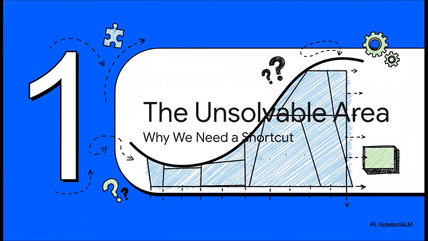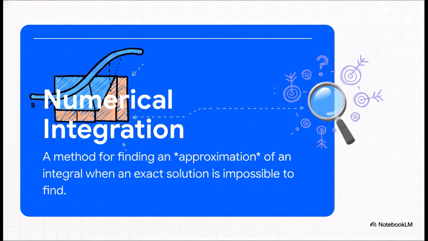Because, let's be real, in the real world, that river's curve doesn't follow some nice, neat little formula we can just plug in. Finding that perfect exact area can be incredibly hard, maybe even totally impossible. And that's exactly why we need a clever shortcut. And that workaround has a name: numerical integration.